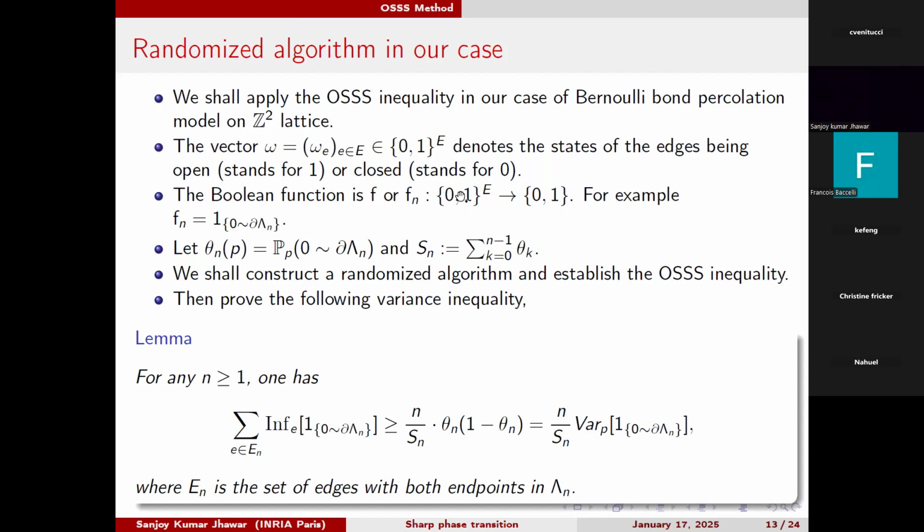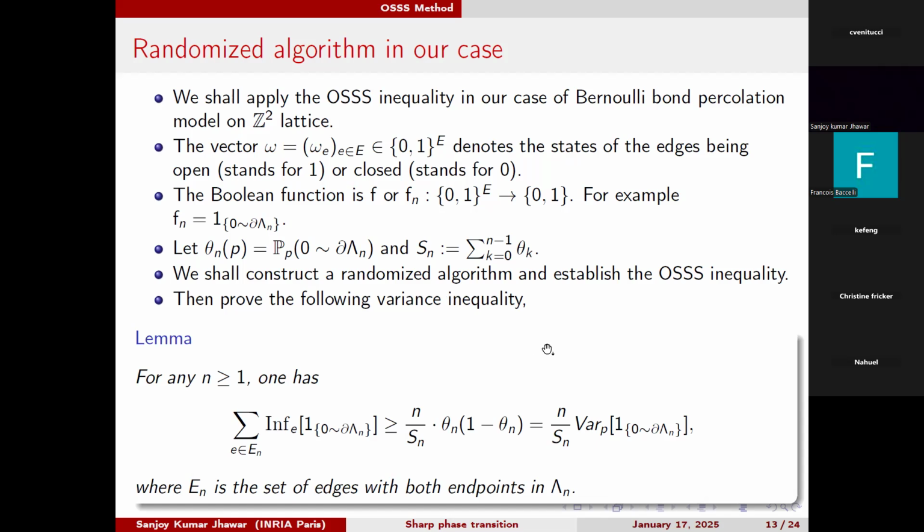Each edge is open or closed with probability p and 1 minus p, and the Boolean function we want to explore is having a path from the origin to the boundary. Theta_n(p) is the probability of having a path from the origin to the boundary, and S_n is the sum of all these probabilities until n minus 1. We will need this at the end when we prove the sharp phase transition.